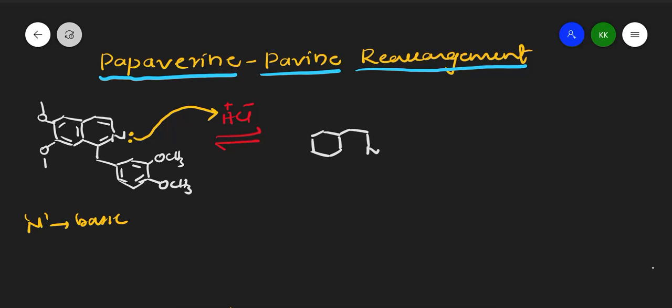These things you should know. CH2, benzene ring, and here OCH3. I can write OMe instead of OCH3, here also OMe and OMe. So nitrogen gave its lone pair, so nitrogen will get a positive charge, as I have shown in red. The pi bond and everything else will remain as it is.